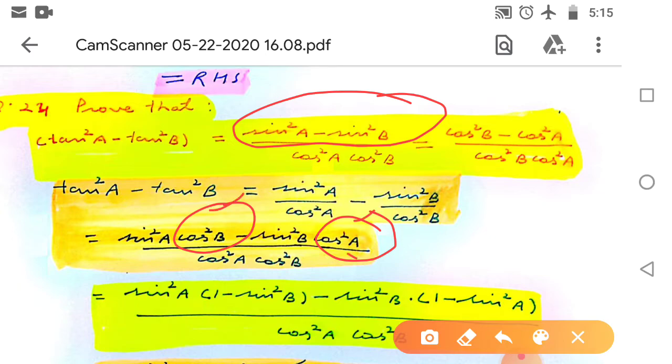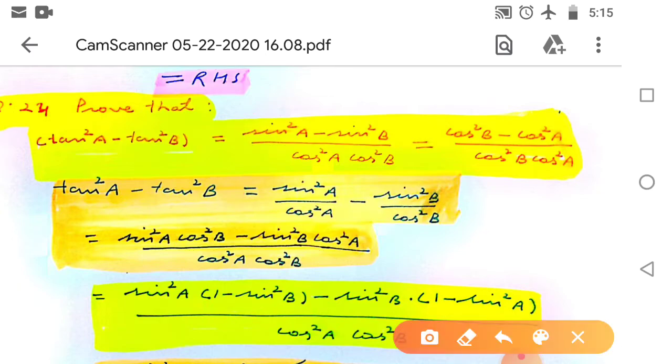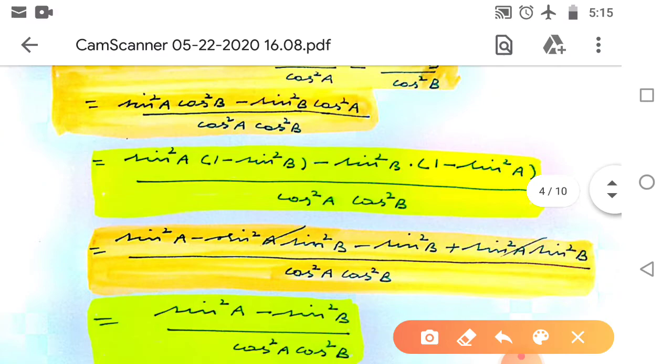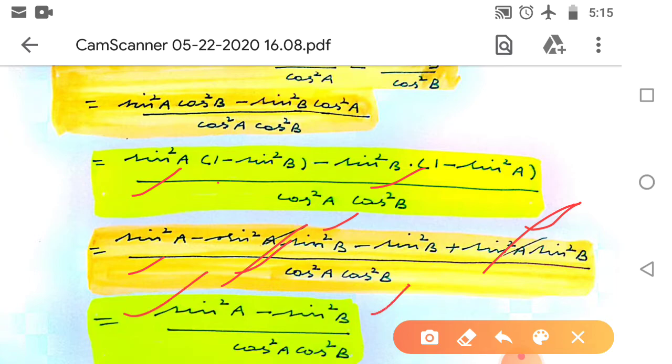So replace this cos square A with 1 minus sine square A and replace this cos square B with 1 minus sine square B. So ultimately what is happening, this is sine square, this is sine square, this is cos square B, we write 1 minus sine square B and minus sine square B, and instead of writing cos square A we write 1 minus sine square A. Now multiply it: sine square A with 1 we get sine square A, sine square A sine square B minus sine square B plus sine square A sine square B. So this is cancelled and finally we get sine square A minus sine square B upon cos square A cos square B.